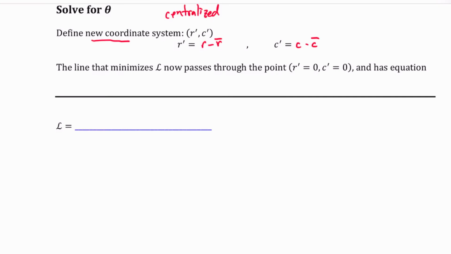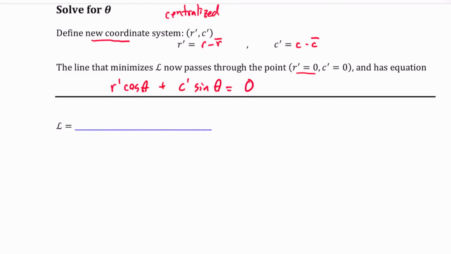And so now we say that this line that passes through L, instead of going through r bar, c bar, it now is going through the point r prime, c prime, both equal to 0. And so it has the equation then that r prime cosine theta plus c prime sine of theta is now going to be equal to 0. And so we've eliminated that rho from this equation, which is going to make it slightly easier to solve.